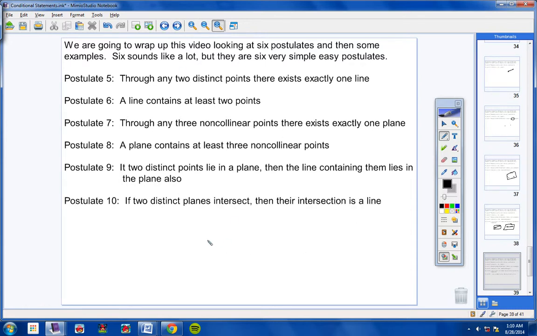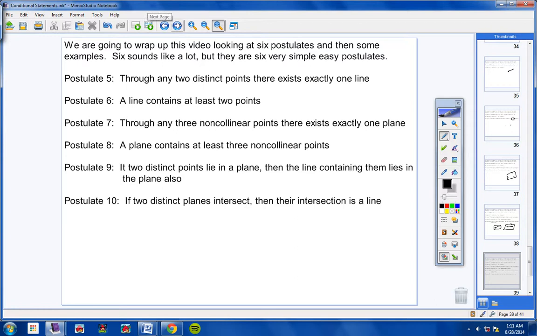And then postulate number 10, if two distinct planes intersect, then their intersection is a line. Okay? If two distinct planes intersect, then their intersection is a line. And we've talked about that before. If two planes intersect, then their intersection is a line.